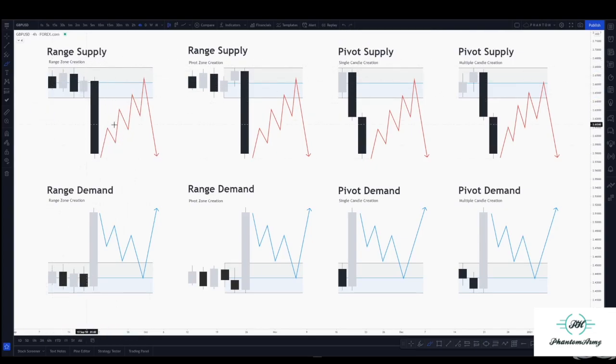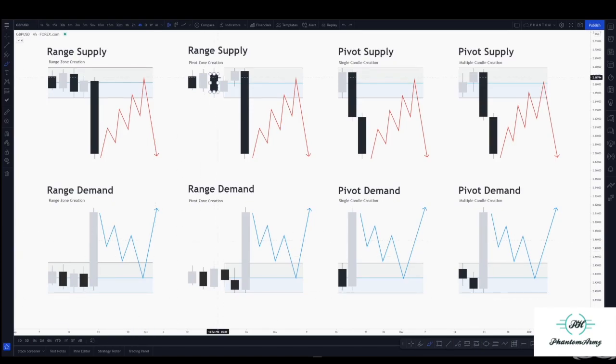And then we would mark out our zone and we would patiently wait for price to return back to that zone to look for entry. And the same can be said for range created demand. We'd be looking for the highest high and the lowest low of that range in price. We'd be waiting for price to expand to the upside, breaking out of that range, and then we'd be patiently waiting for price to return back to that range to look for an overall trade idea.